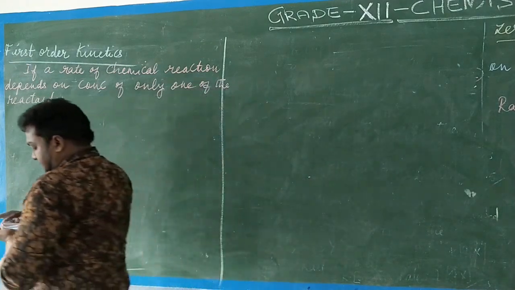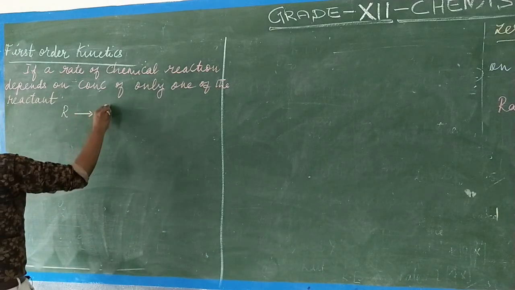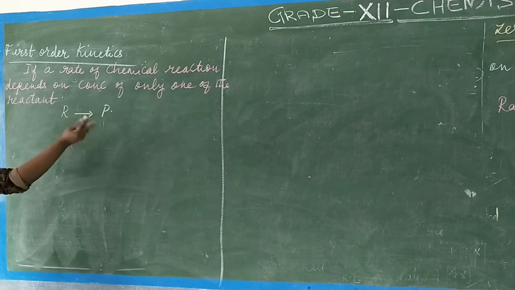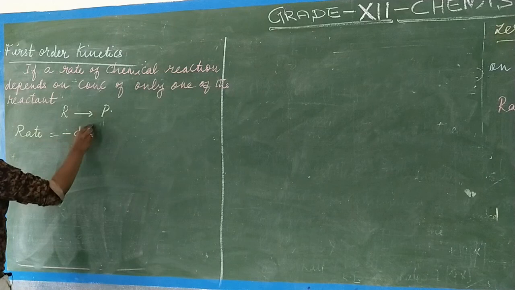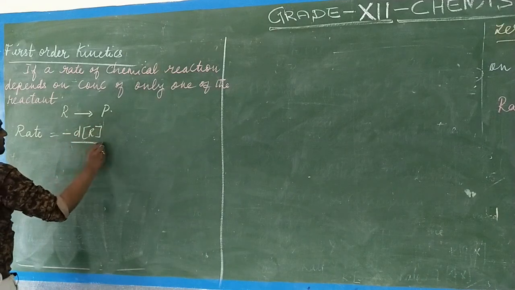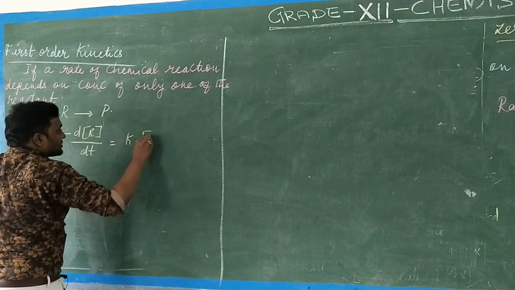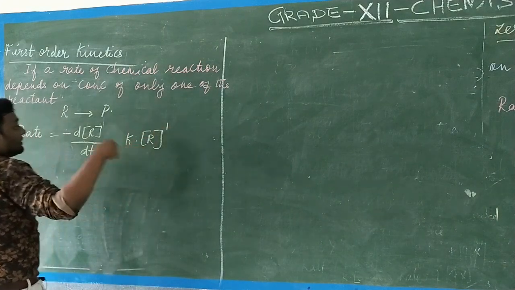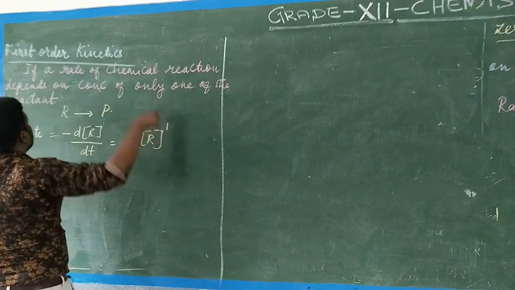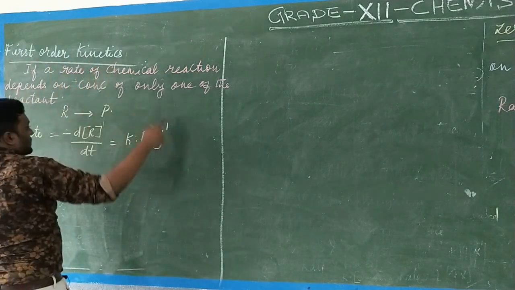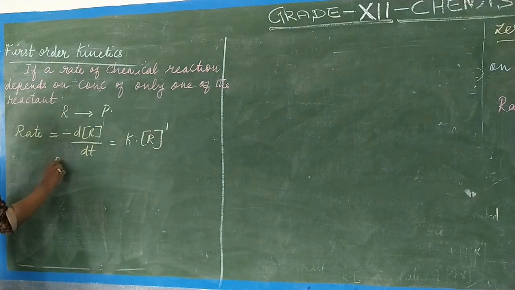Now consider a chemical reaction in which the reactant reacts to give rise to the formation of a product. Just as we applied for zero order, we will apply the rate here. Rate will be equal to minus d concentration of R divided by dt, that is equal to k into concentration of R to the power 1. In zero order it was zero, here it is R to the power of 1. R to the power of 1 represents it is a first order kinetics. So in the equation, I can write like this also.